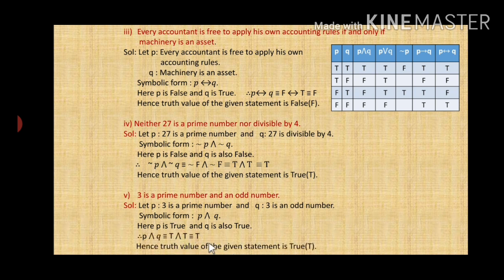Clear? See, just in place of P and Q, you will substitute the truth values and then find the final answer. Hence, the truth value of the given statement is true. This is your final answer. Understood? So with this we finish question number 2.